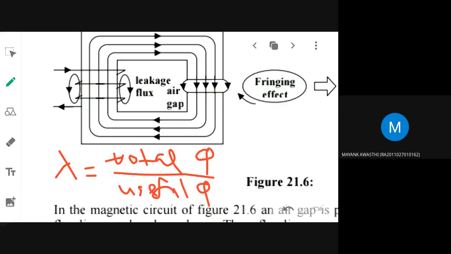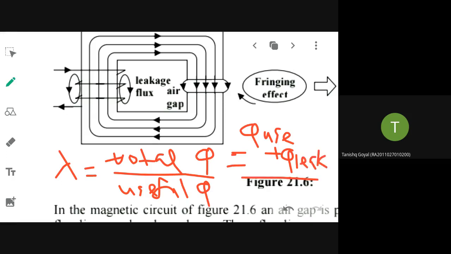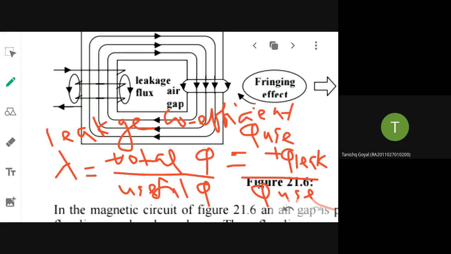Total flux means what will be the sum? That will be useful flux plus leakage flux, divided by useful flux. This is called as what coefficient? Leakage coefficient. Might be asked in MCQ, so better make a note of it. Understood? Understood the meaning of leakage flux and leakage coefficient? Yes, ma'am.